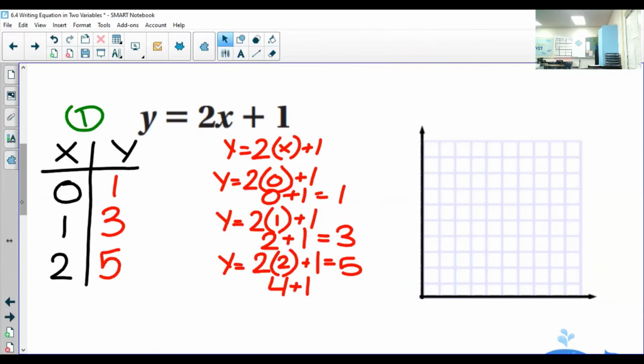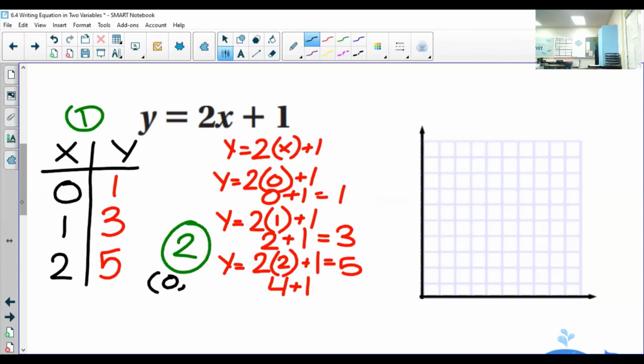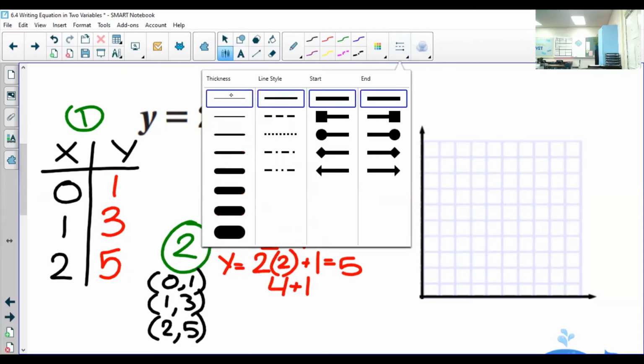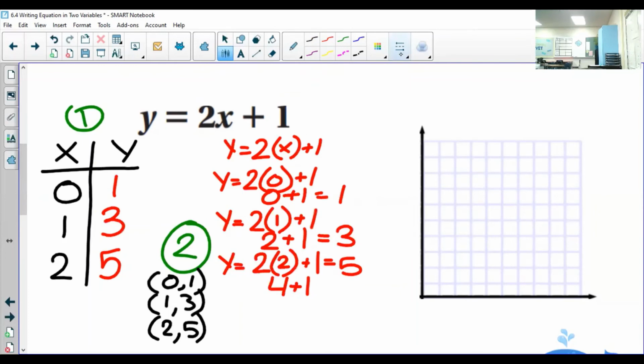Okay, so this was step 2. I just filled out my table, and now I'm going to write my ordered pairs. 0, 1, 1, 3, and 2, 5. Then step 3 is to graph. So your numbers on the bottom are very easy, right?